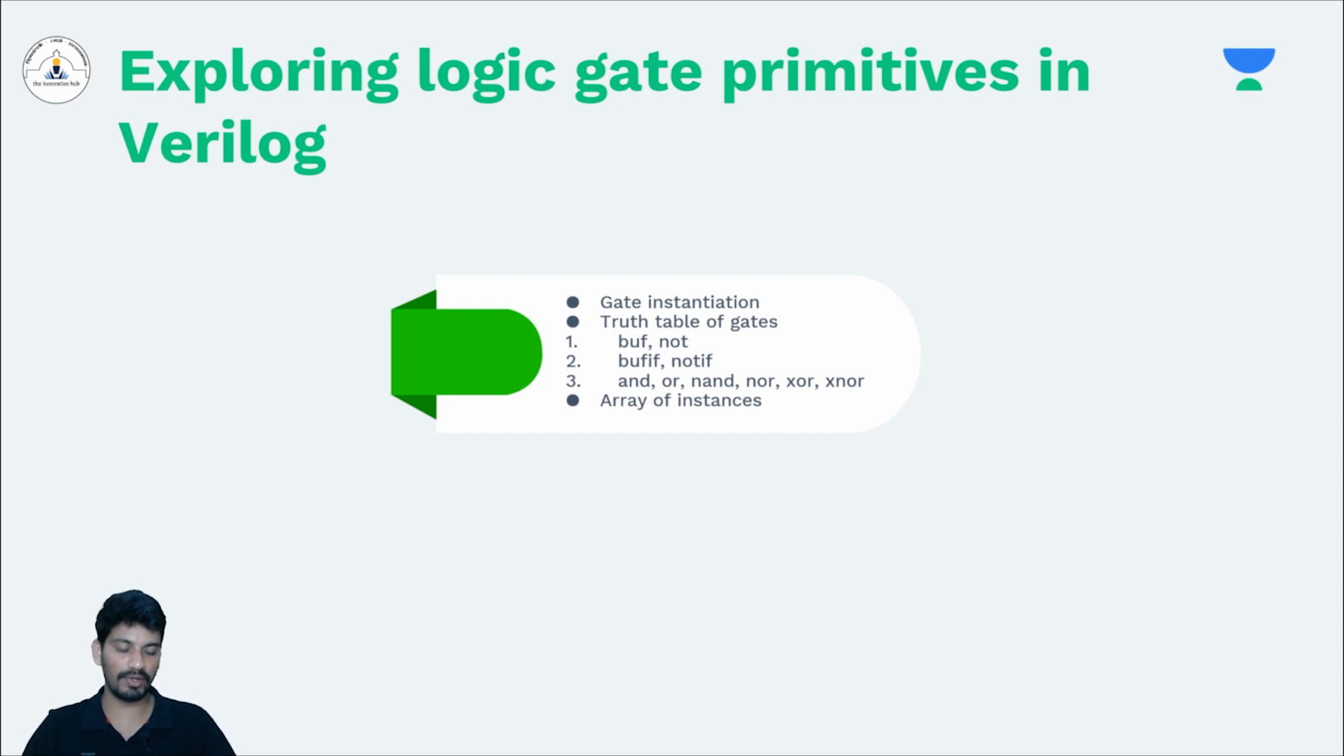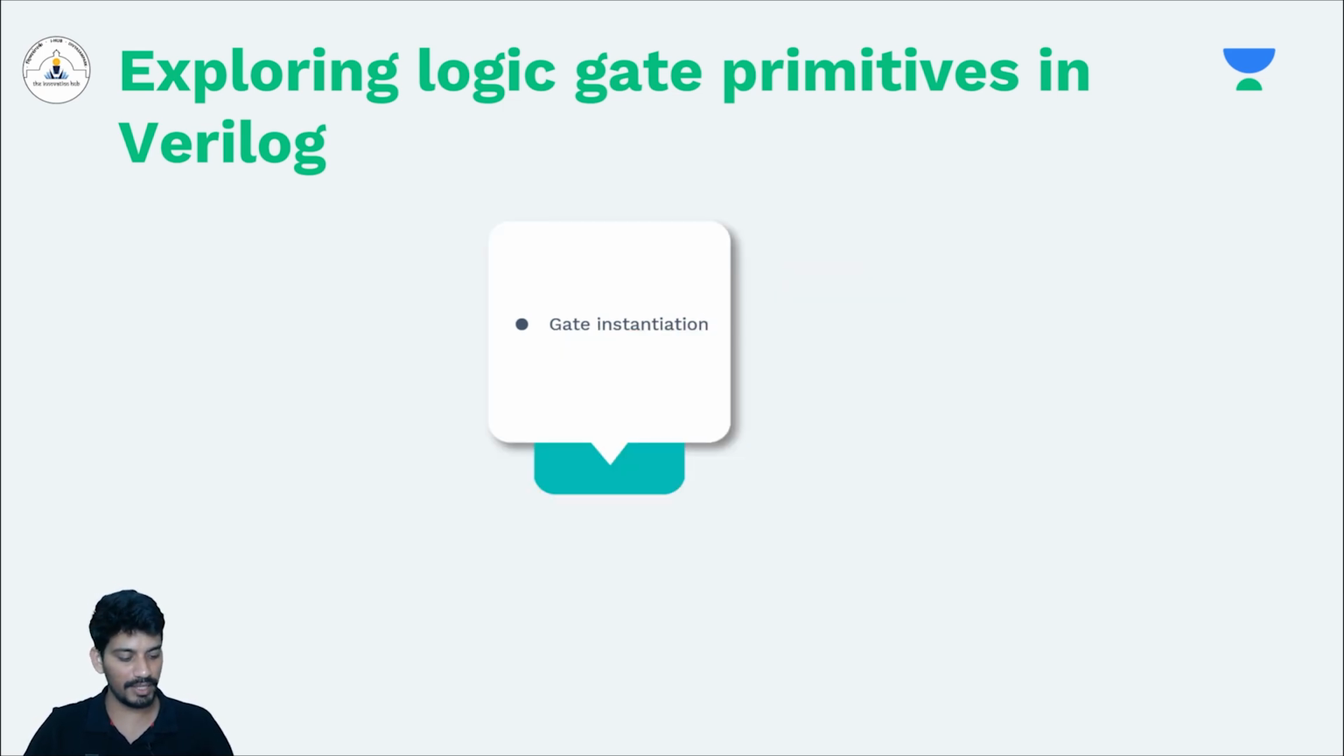So let's see what different concepts we have in gate level modeling. First we'll see how to instantiate the gates in Verilog, and then we'll see truth tables of different gates. These truth tables are different from what we have learned in the basic course, right? I will explain how they are different, and we will see different gates like buf gate, bufif gate, notif gate. These are new terms, right? So I will explain these along with the existing gates like AND, OR, NAND, NOR, XOR, and XNOR. Then I will describe a concept called array of instances, which is very handy when you design very complex circuits. So let's begin gate instantiation.